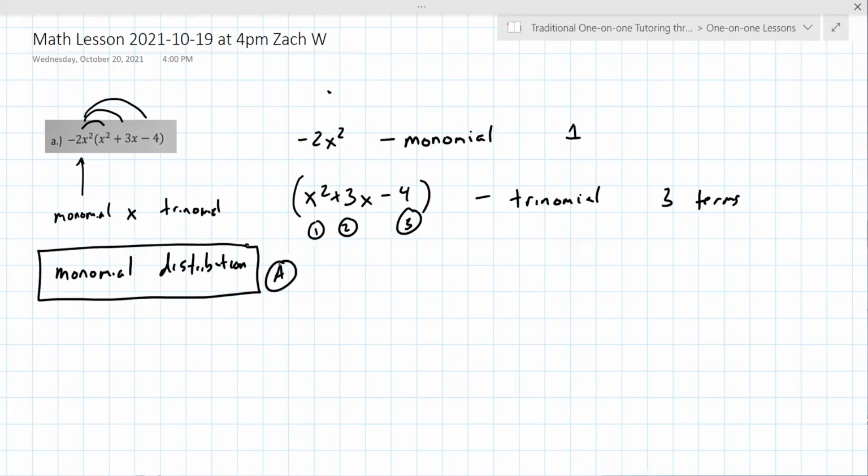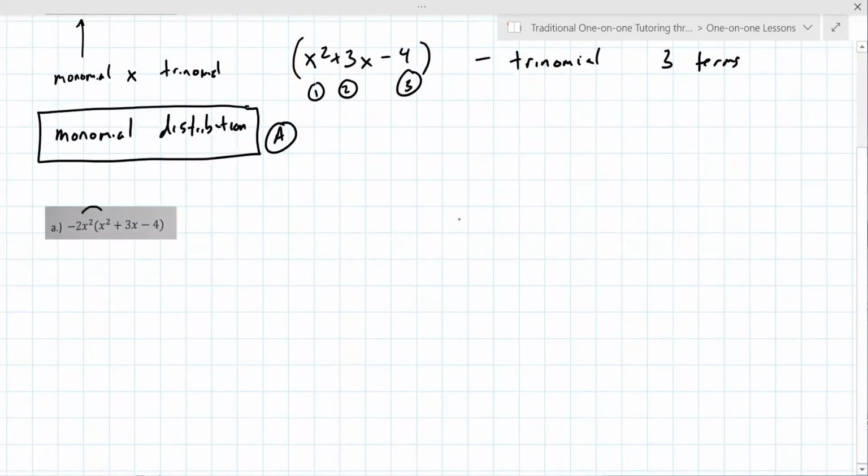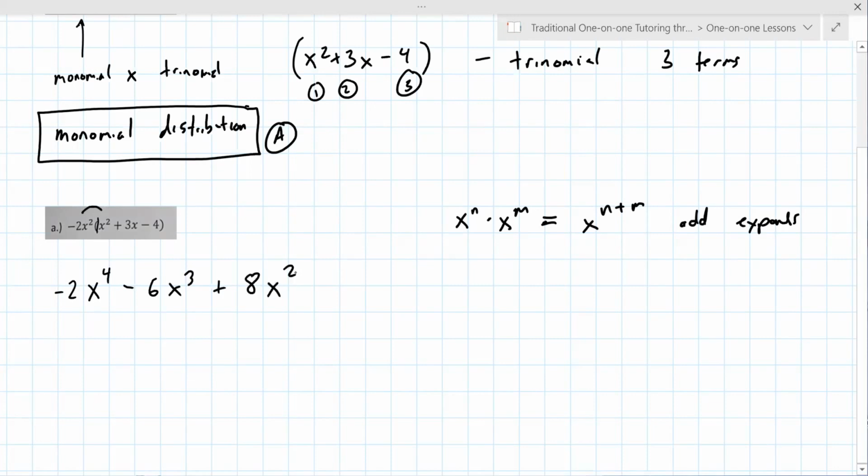All right. Now let's get to the actual multiplying step here. When you multiply, the one thing to remember is if you have the same base and you're multiplying, you add the exponents. So x squared times x squared is x to the 4th. And then negative 2x, negative 6x to the third power, plus 8x squared.